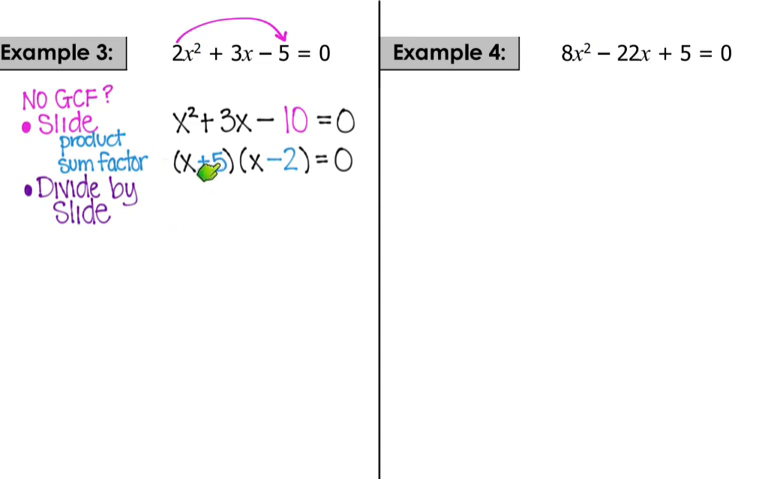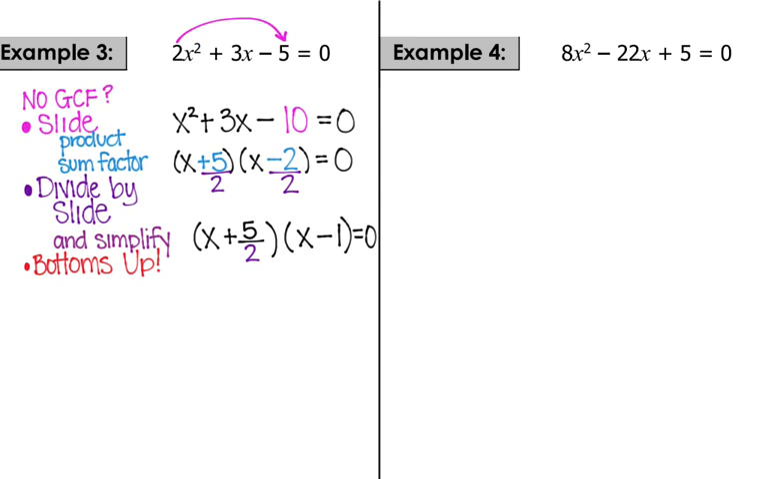So we're going to take these numbers, the positive 5 and the negative 2, and we're going to divide them both by 2 and simplify where we can. Now the 5 halves doesn't simplify, so we leave it as 5 halves. But the negative 2 divided by 2, well, that simplifies to negative 1. So doing that simplification, I have x plus 5 halves times x minus 1.